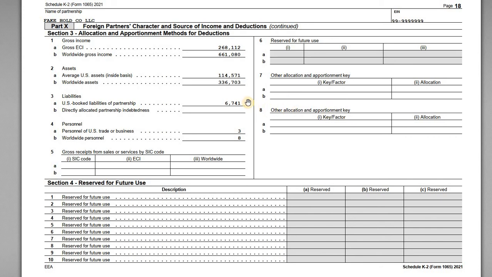But the same goes for U.S. liabilities. Compute your average U.S. liabilities, so those are the U.S. liabilities connected with the U.S. trade or business, and then directly allocated partnership indebtedness. This is qualified non-recourse debt, of which the partnership has none, so that's why that balance is 0.